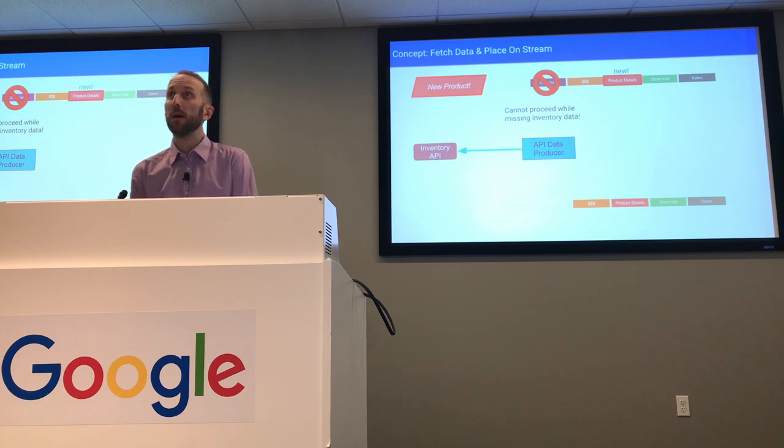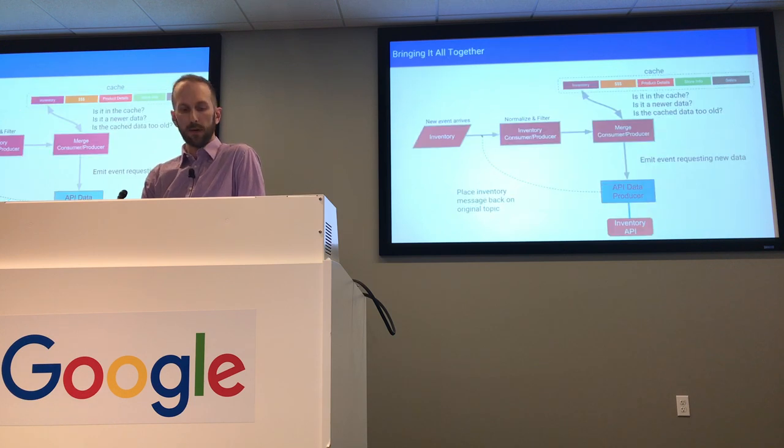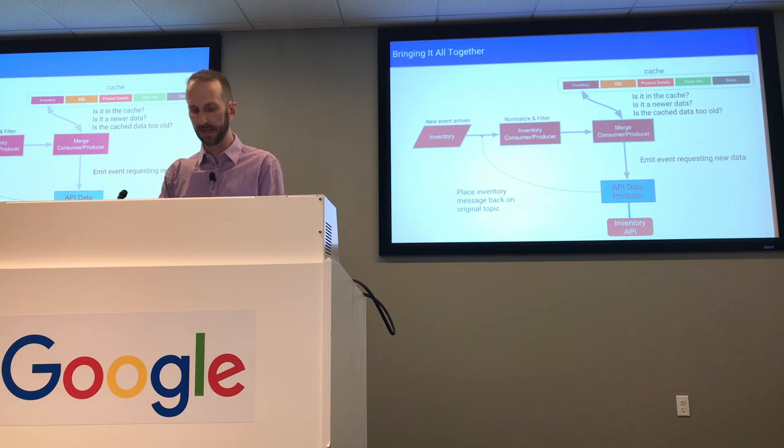So what this looks like is we go out to the inventory API, we drop it in there, and then we can proceed with calculations because now we have all of the information. So I want to spend the next couple of slides just bringing some of these pieces together and start filling in some of the gaps.